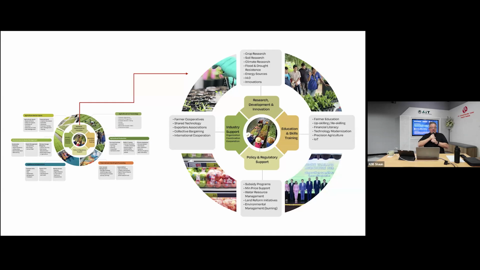And then, of course, industry support. This is more critically important for agriculture than perhaps many other contexts. This includes things like farmer cooperatives, shared technology, the ways in which small and medium agricultural enterprises can remain competitive amongst the multinational and corporate food producers. Collectivism, I guess.